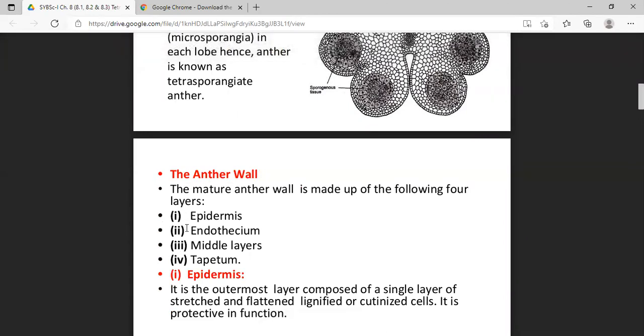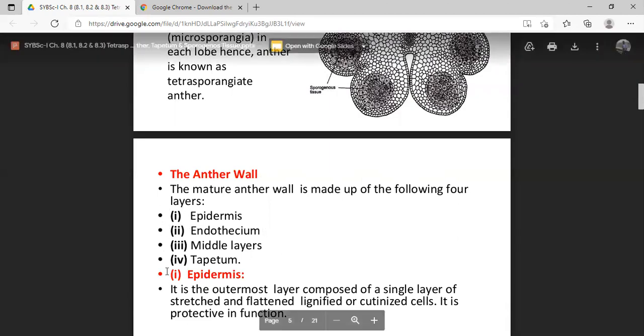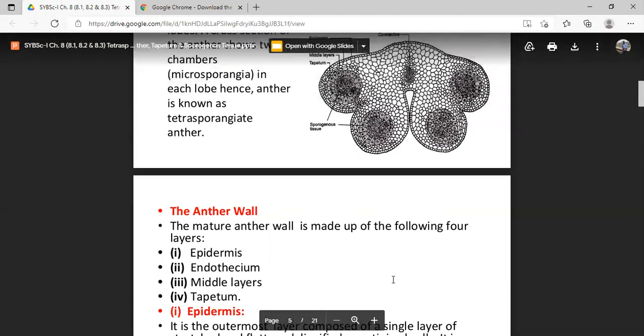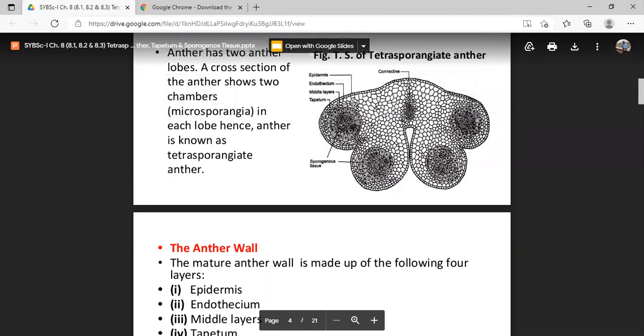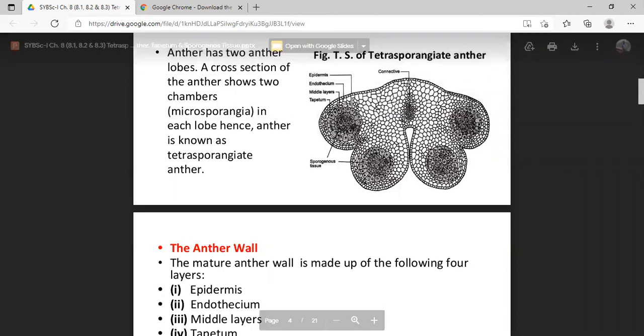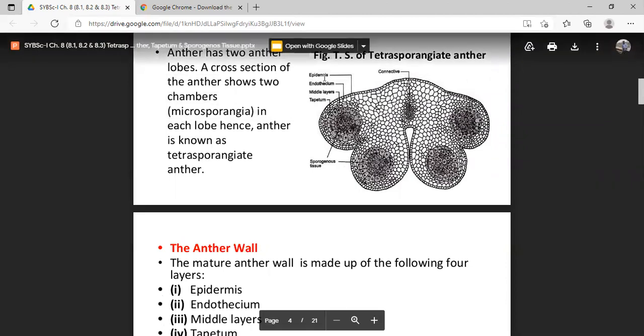One is called the epidermis. Beneath the epidermis, there is the endothecium. Beneath the endothecium, again there is a middle layer, and next is the tapetum. So if you see here, this is a wall. This we call the anther wall, and the first layer is compactly arranged. So this is the compactly arranged layer, which we call the epidermis.